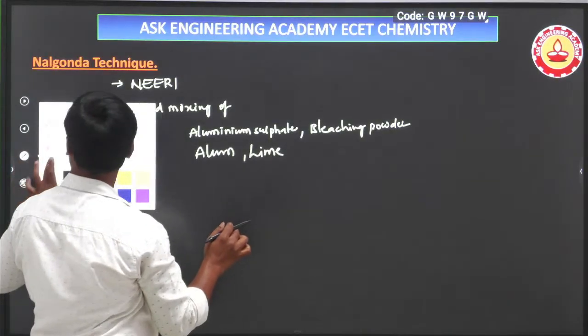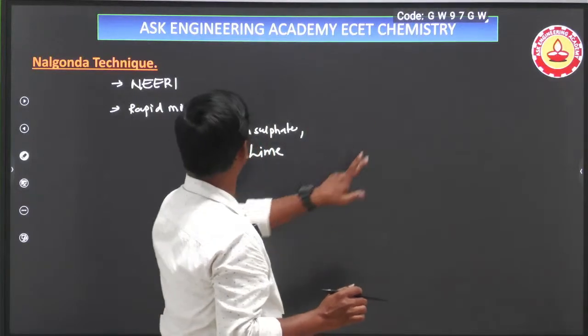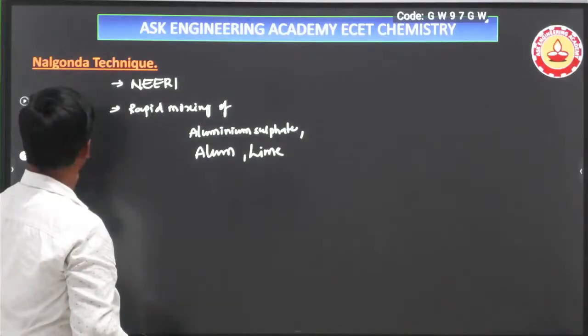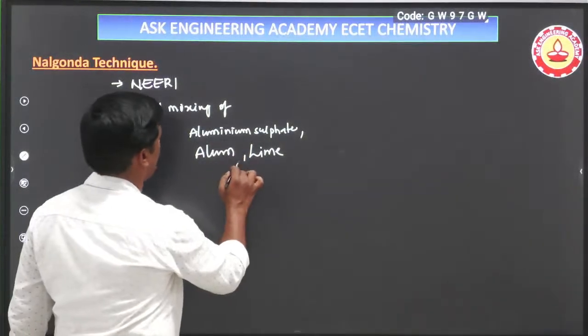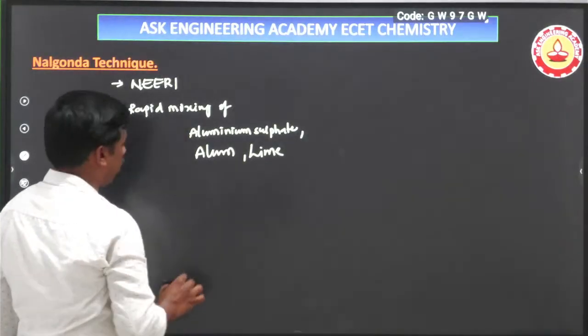This is not required. Bleaching powder is going to kill what more? Only this is the rapid mixing takes place. Here what are going to mix? Aluminum sulfate, alum and lime can be used. What is the alum chemical formula?